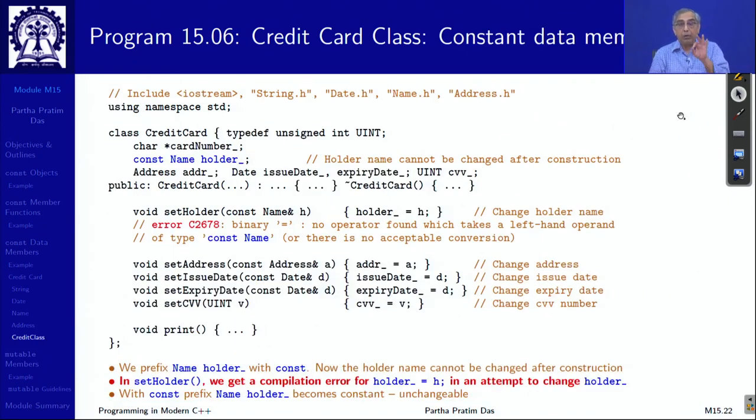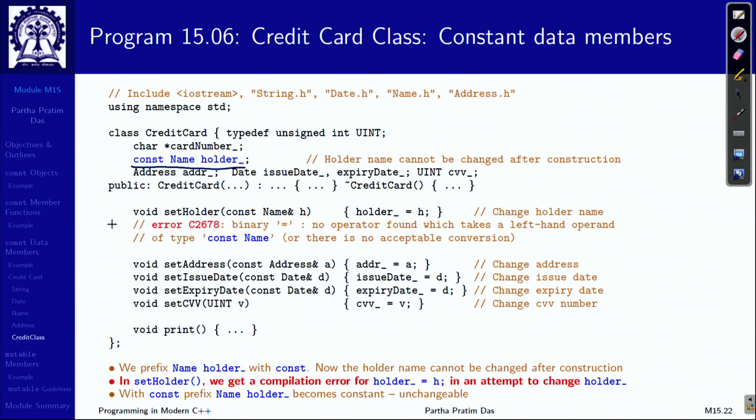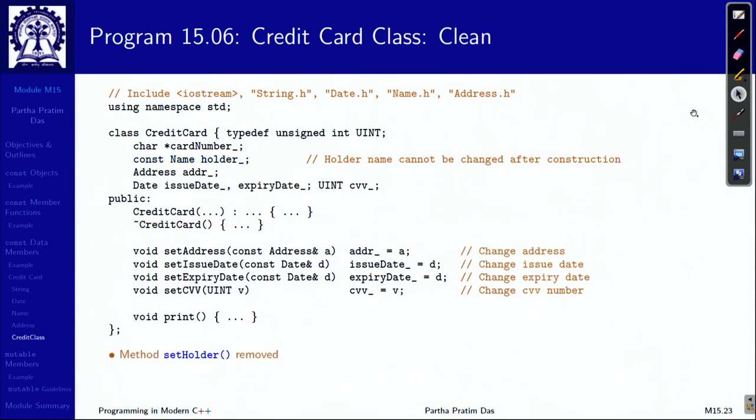So, now I introduce the constness here. What do I do? I make name a constant data member. That is, once you have created it, you cannot change that anymore. Once I do this, then this set holder function will no more compile, because I am assigning to that, right. So, I have to get rid of this function, because if the name is constant, there is no need for a set holder. So, this cleaner one, I have removed the set holder function, done, clean code.